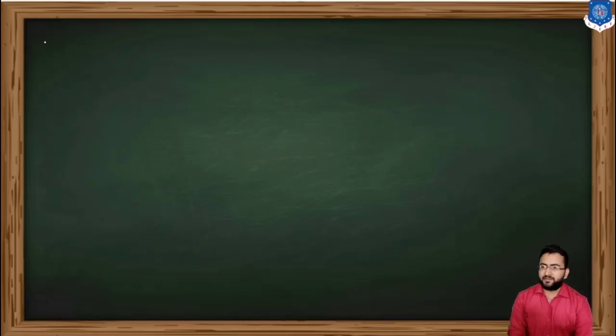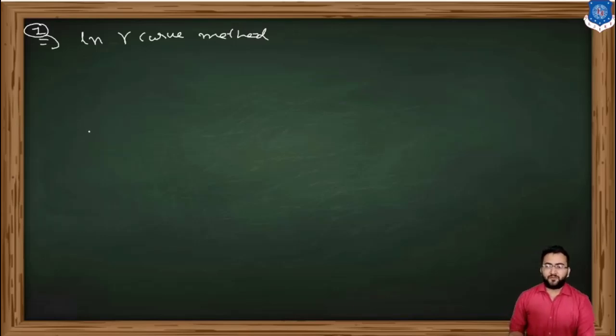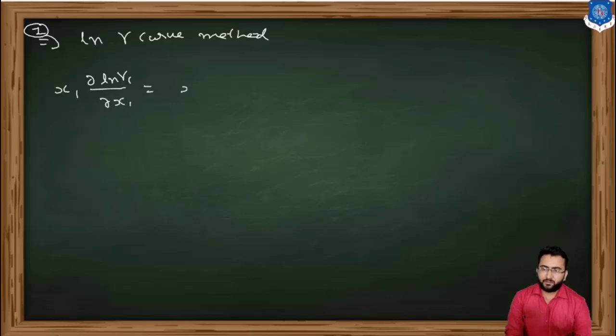So let's first discuss the ln gamma curve method, which is our first method. The Gibbs-Duhem equation in terms of the activity model can be given by x1 del ln gamma 1 upon del x1 is equal to x2 del ln gamma 2 upon del x2.